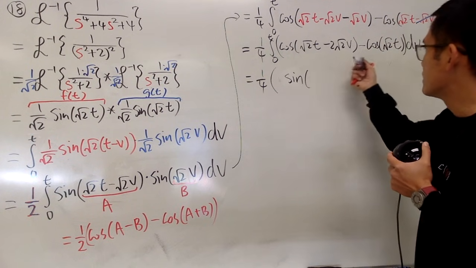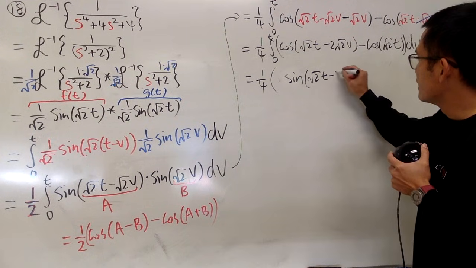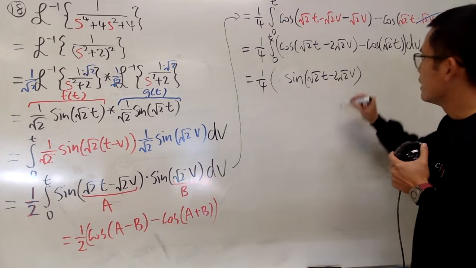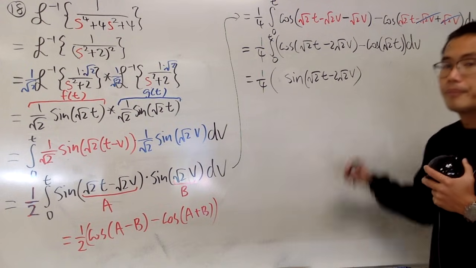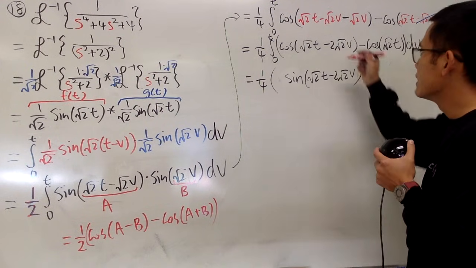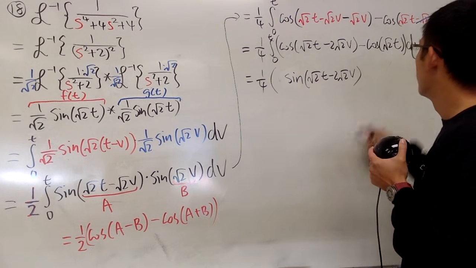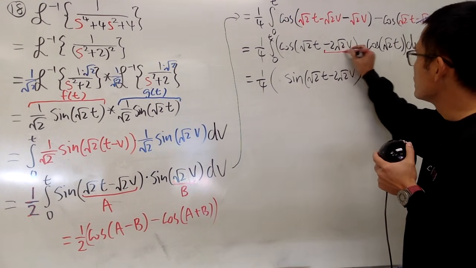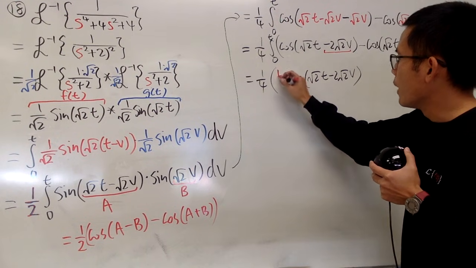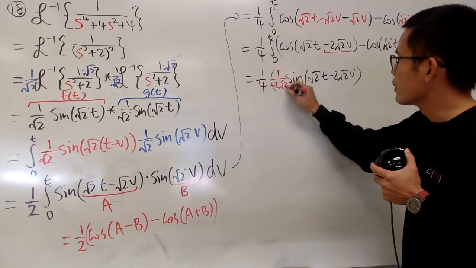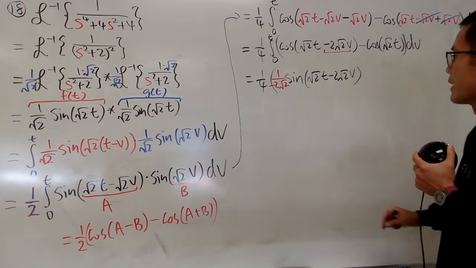And the input is the same, so let me just stay. Square root of 2t minus 2 square root of 2 phi. And the reason we can do this is because inside it's linear. But when you do this, don't forget to do the reverse chain rule. We are in the phi world, so the derivative of this part is this. So divided by that, I will put down 1/-2 square root of 2, like that, right? So that's the antiderivative of that.